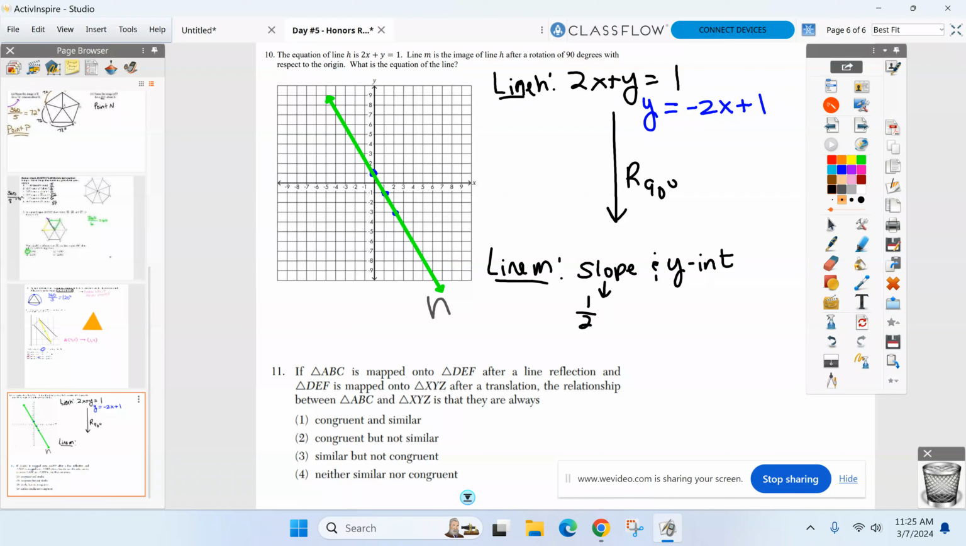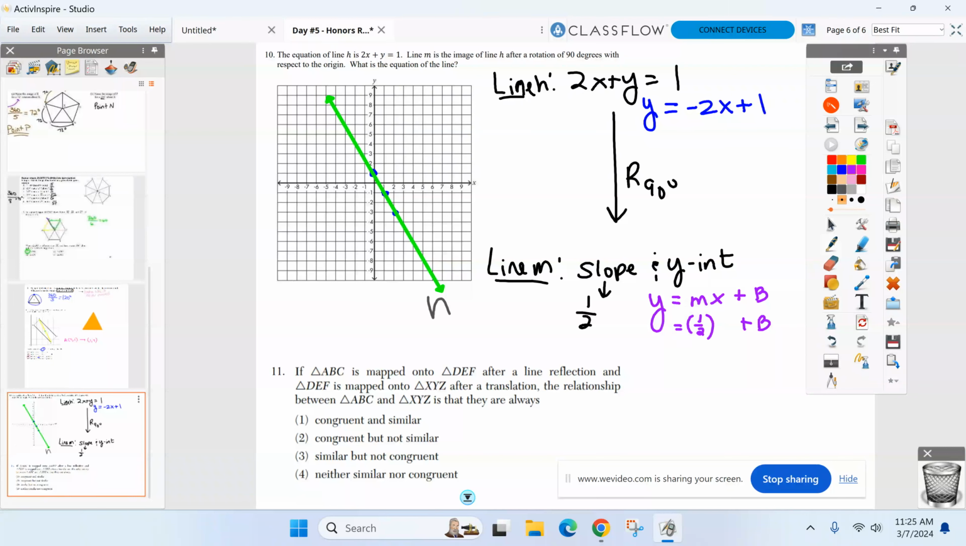How are you going to get your y-intercept now? Same way we've been getting it all year, guys. We're going to use y equals mx plus b. We're going to solve for b. We're going to plug in 1/2 for the m, the slope.